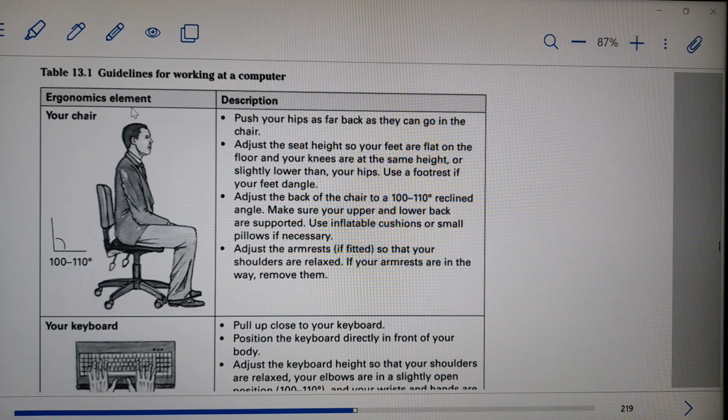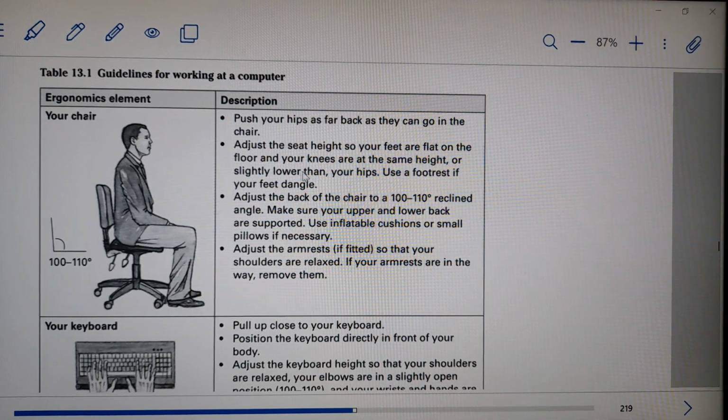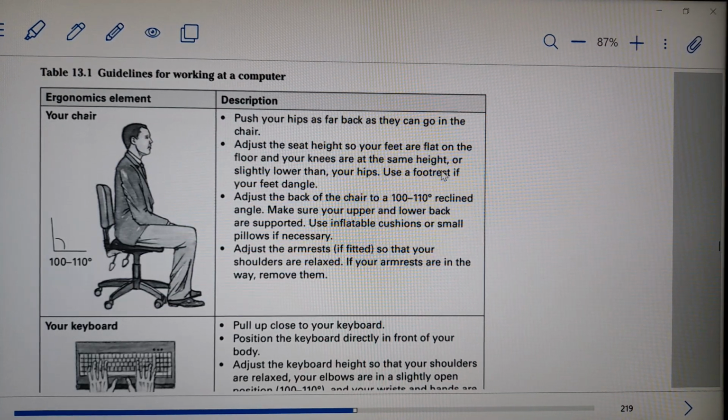The ergonomics element number 1 is your chair. You must push your hips as far back as they can go in the chair. So you see you are too far back. Adjust the seat height so that your feet are flat on the floor and your knees are at the same height or slightly lower than your hips. Use a footrest if your feet dangle.